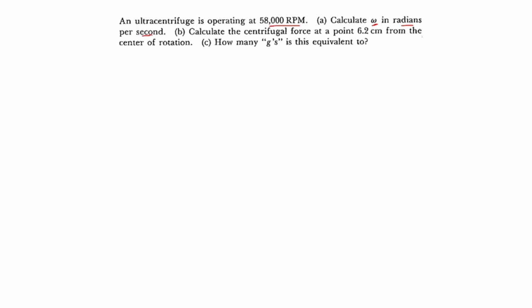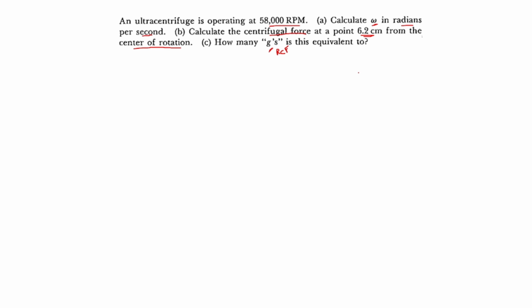The second part of the question is to calculate the centrifugal force. They want you to calculate it at a point which is 6.2 centimeters from the center of rotation. So you have the center of rotation, and they want you to calculate at a point 6.2 centimeters away from it, when you have the angular velocity. They want you to calculate the centrifugal force, and how many G's. G stands for acceleration due to gravity. Some people refer to this as RCF, relative centrifugal force. So how many G's is it equivalent to?